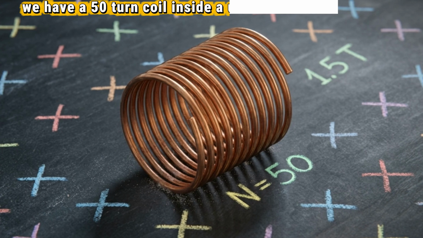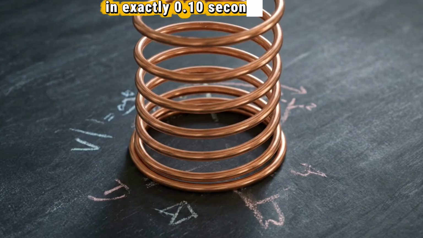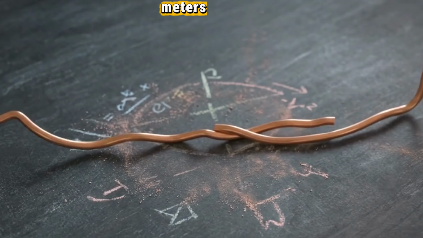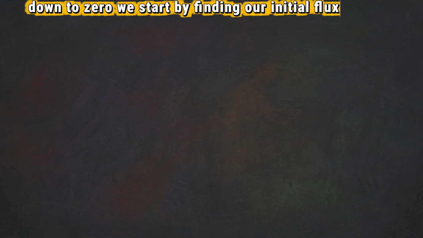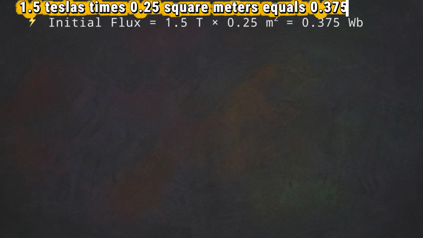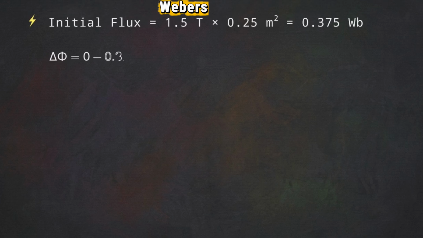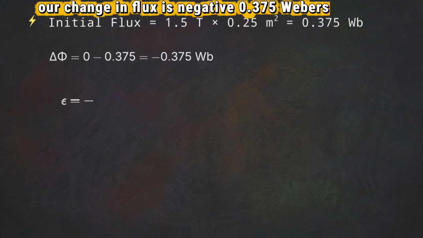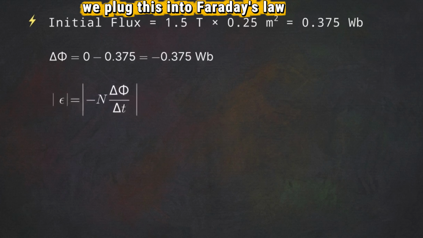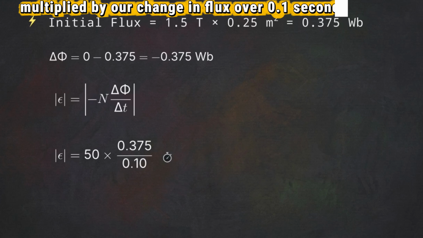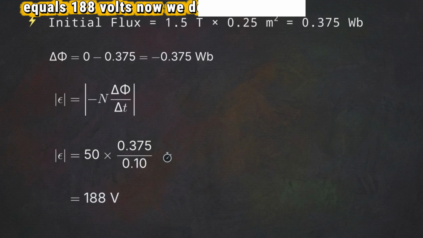Example 2 introduces a time factor. We have a 50-turn coil inside a uniform 1.5 Tesla field. In exactly 0.10 seconds, the coil is crushed from an area of 0.25 square meters down to 0. We start by finding our initial flux. 1.5 Teslas times 0.25 square meters equals 0.375 Webers. Since the final area is 0, our change in flux is negative 0.375 Webers. We plug this into Faraday's law to find the magnitude of the voltage. 50 turns multiplied by our change in flux over 0.1 seconds equals 188 volts.